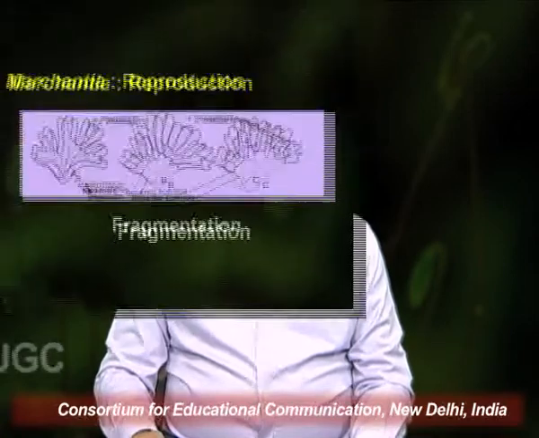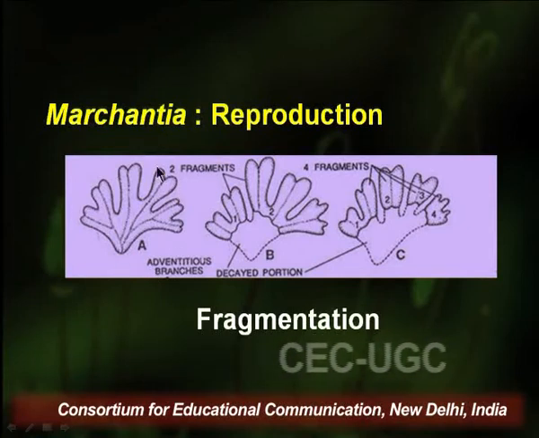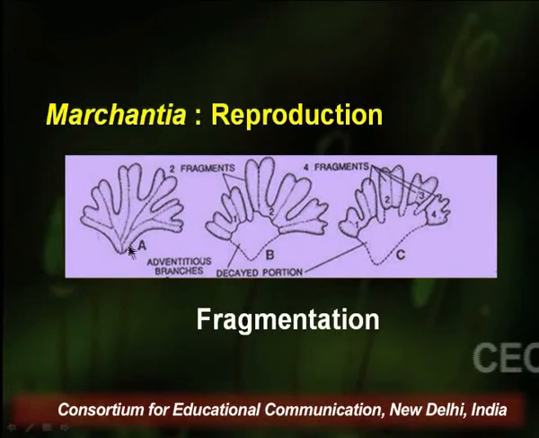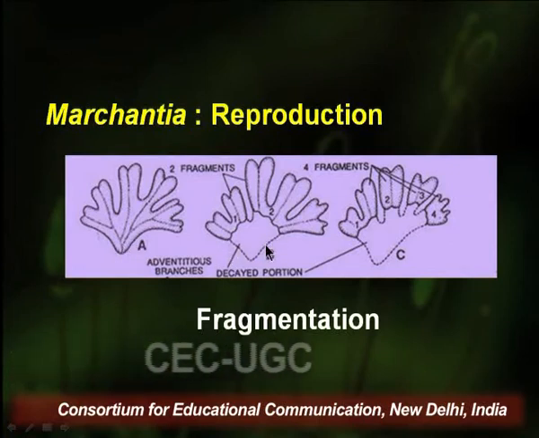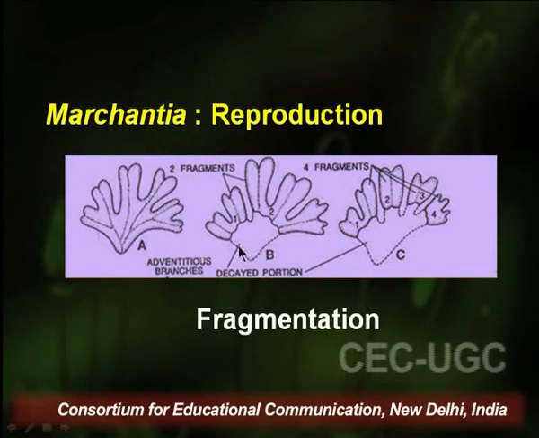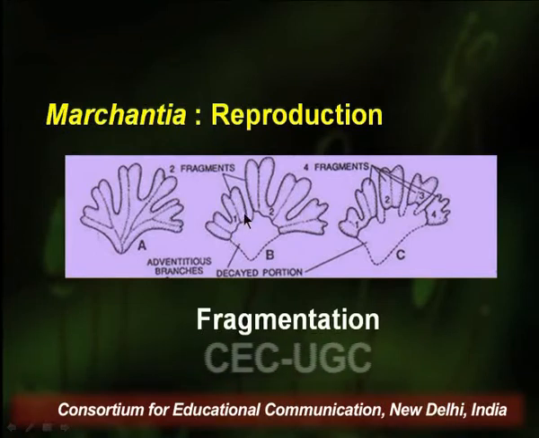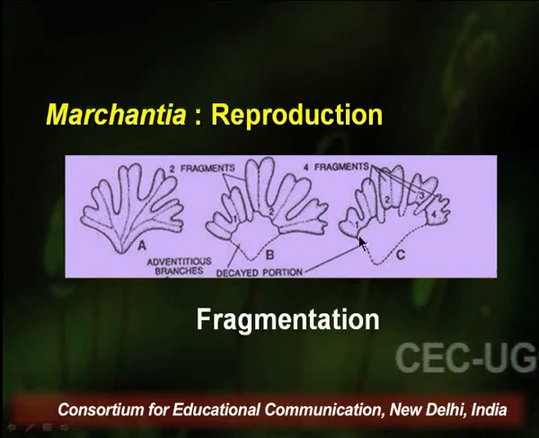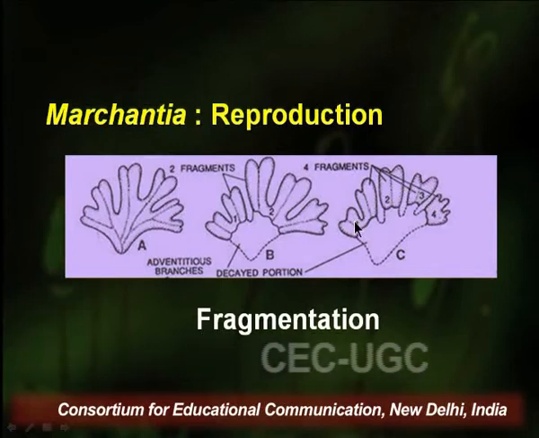Here in this diagram, you can very well see that the older thallus starts disintegrating. The basal area gradually decays, and when this decay is complete, the upper branches get separated, now called fragments, and thus each of these branches or fragments will form separate thalli.